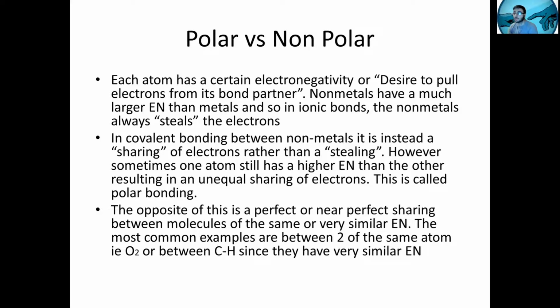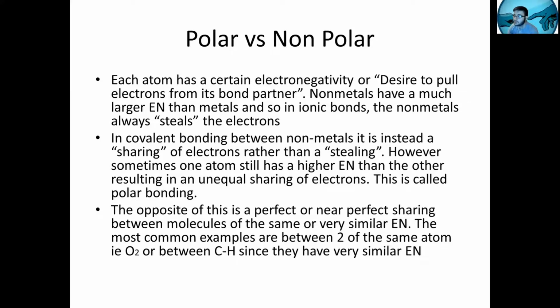So the higher the electronegativity, the more the atom or molecule wants to pull electrons towards itself. Non-metals have a much larger electronegativity than metals, and so in ionic bonds, because the electronegativity difference is so big, it's actually not even a sharing really at that point anymore. It's always a stealing, where the non-metal like fluorine or oxygen steals the electrons from the metal, for example sodium. So if you had NaCl, which is salt, the chlorine steals the electrons from the sodium, right? It's not as much sharing as it is just you taking.